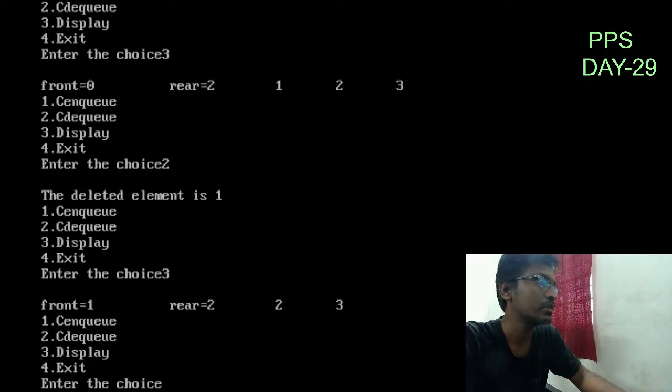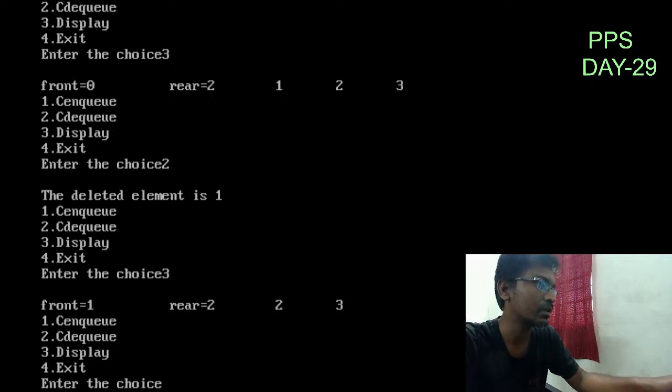Now see here. Before, the front value was 0, after deleting the first element from the circular queue, the front value is incremented by 1. That is, front equal to 1. And what about the rear value? The rear value will remain the same, and the element is deleted in the circular queue, and the remaining elements in the circular queue will be 2 and 3.